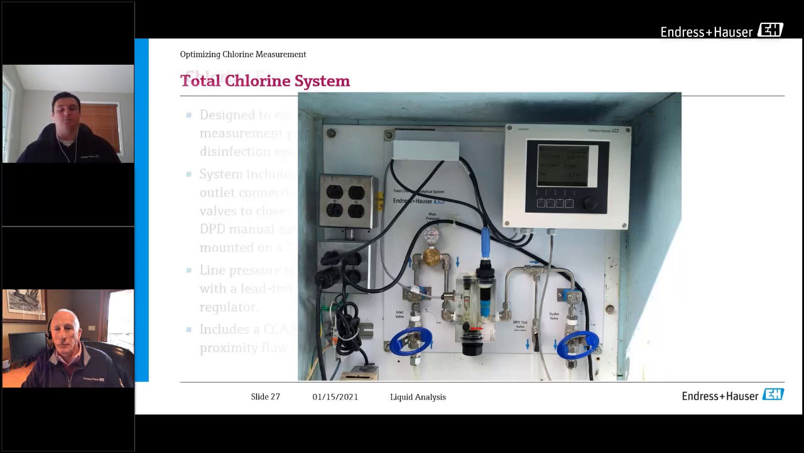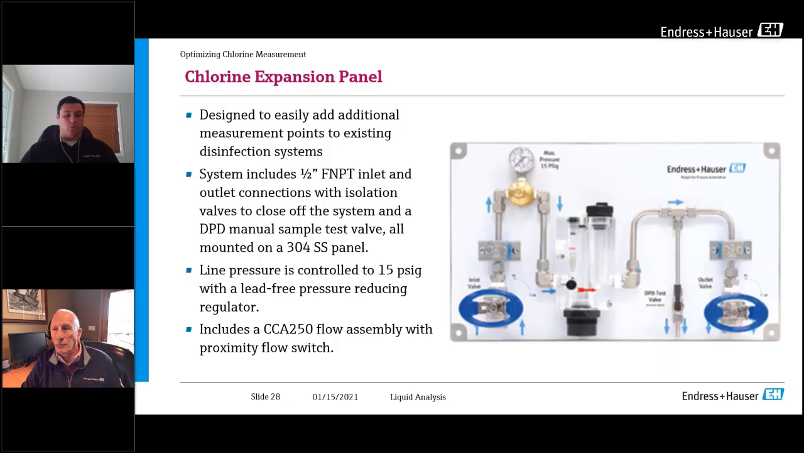Now, a lot of sites won't just be measuring chlorine in one point in their plant. They'll be measuring chlorine at multiple points throughout their plant, or they'll need to take backup measurements with it. And so we came up with a solution. Instead of you having to continuously buy the entire panel and transmitter and everything, we have this chlorine expansion panel. And if you see, it looks just like the bottom half of our full chlorine panel, except it does not have the sensors in it, and it doesn't have the transmitter.